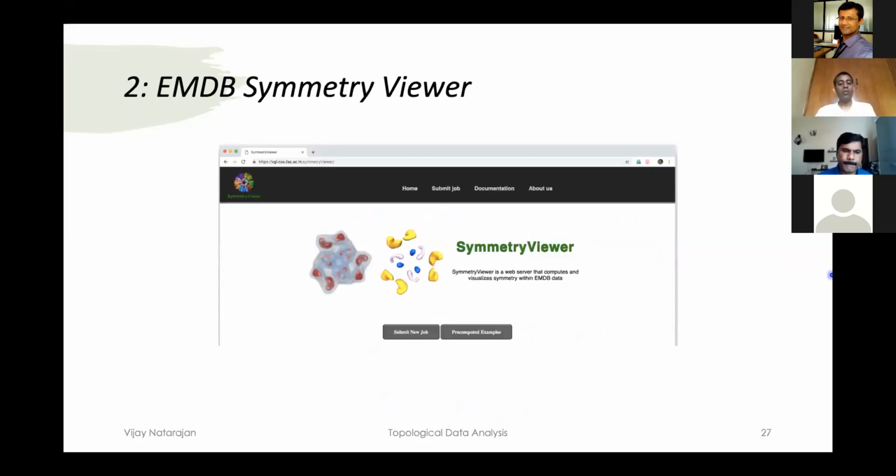So some of these symmetries have also been applied to specific application domains. We have released a web server that can look at symmetries in what is called electron microscopy data. EMDB stands for electron microscopy database, and we have a server that allows a biochemist or a biologist to look at symmetries in electron microscopy data. Again, feel free to look at this online.